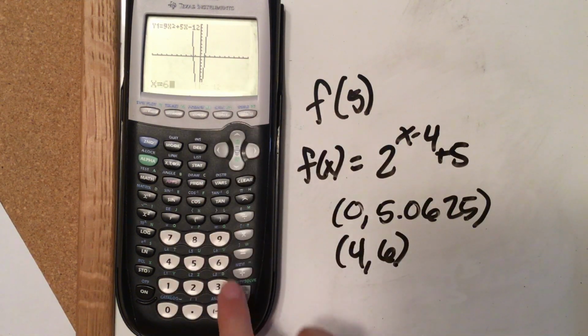Notice if I went to 6, it's well off of our graph, because it's at 342. But as long as the x value is visible, it will tell you what the y value is, which is a nice functionality. And that's how you find the y-intercept or any other value.